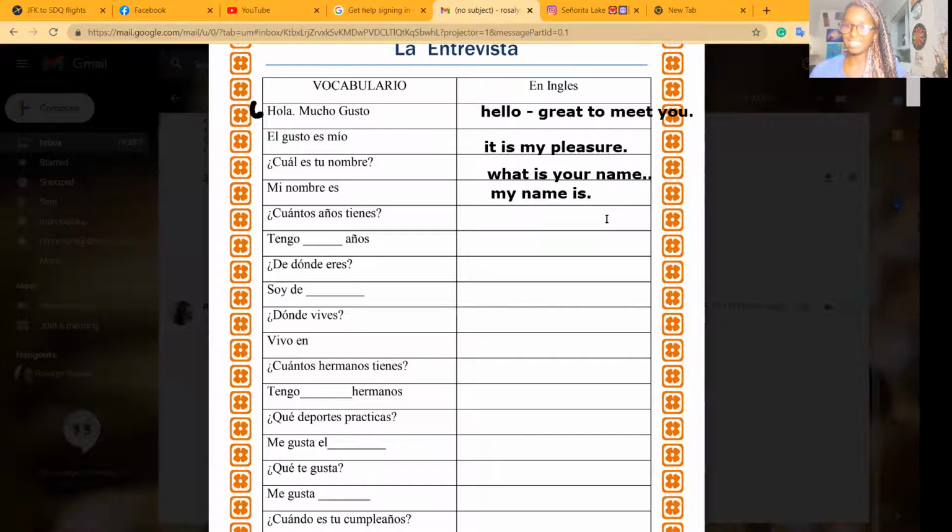¿Cuántos años tienes? Next, ¿cuántos años tienes is another great question that you are asking people that you want to get to know, right? When you're abroad. How old are you? ¿Cuántos años tienes?